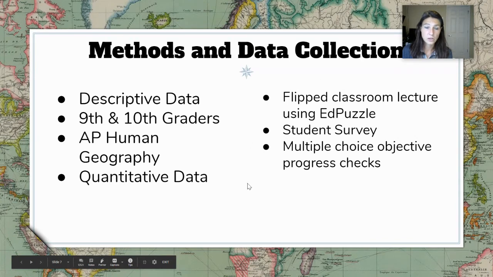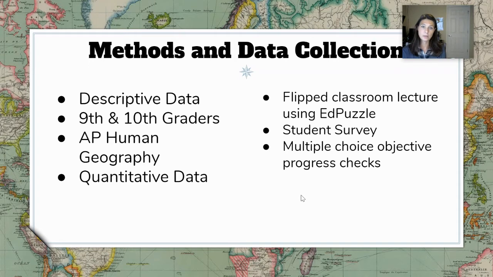So, methods and data collection. I planned on collecting descriptive data because that's what I was looking for, to describe what was actually happening in my class. My focus group was ninth and 10th graders in an AP Human Geography class, and almost all of the data I collected was quantitative. And I chose this group because of the level of work and rigor involved in the class. This is a class where I do not get to question the content because the content comes from College Board, and unless College Board changes it, I need to teach it because I have to get kids ready for a test that they're taking in May.